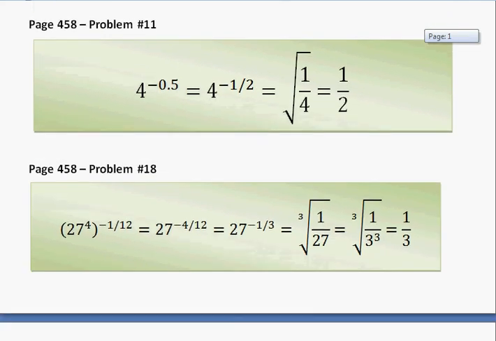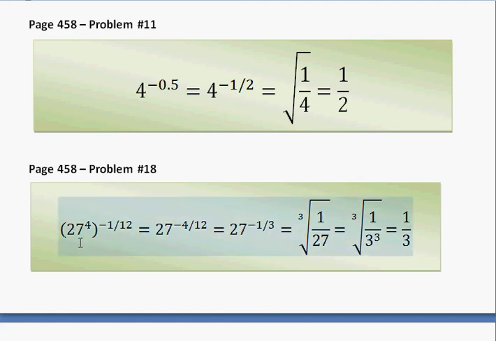Now, problem number 11, they give you one to a fractional exponent, which I just translated from a decimal into a fraction. And so now this one's negative, but that just says take the reciprocal. Take 4 to the -1, which you know is 1/4. It's the reciprocal of the 4. So then take the square root of it. So that becomes the square root of 1/4, which is 1/2.